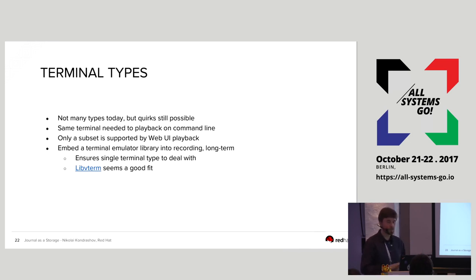Then, not related to journal, but still interesting, we might need to handle different terminal types in a reliable manner. Even though now terminal types are basically similar and nothing probably will happen, we might need to do something with that. As of now, if you want a faithful reproduction, you have to play back in the same terminal that you recorded. Then there's a problem that the JavaScript terminal emulator we use supports only a subset of control sequences. So we would like to maybe embed a terminal emulator library into the recording process so that we can present a single terminal type to all the recorded programs and have a single language that we record of the control sequences. And there is a library called libvterm being used by NeoVim, if anybody knows it.